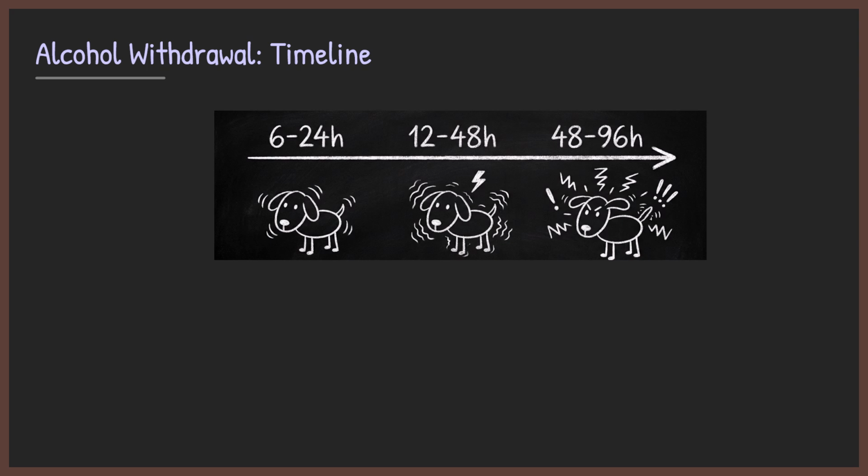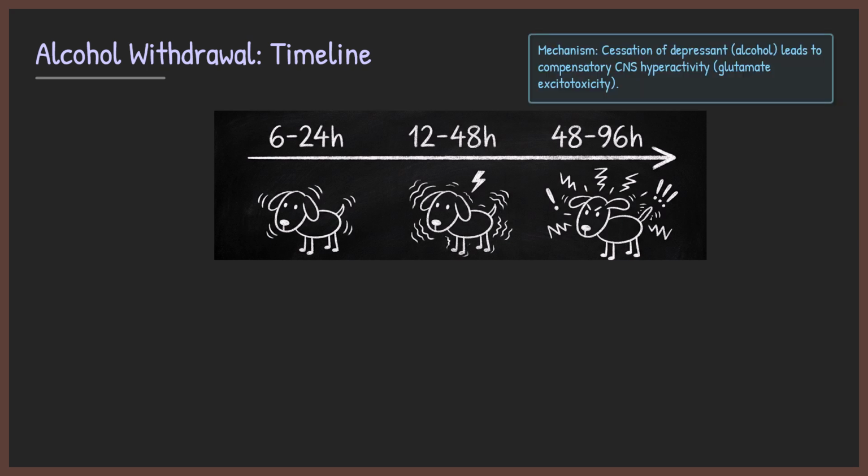So alcohol withdrawal is incredibly high yield on exams. It will almost always show up on the exam and you need to know it like the back of your hand. So the mechanism is cessation of that depressant. It's going to lead to the CNS hyperactivity to compensate. And that's going to be that glutamate excitotoxicity. Again, the opposite of intoxication is withdrawal. So because alcohol is a downer, you're going to see more upper, more excitatory symptoms of that withdrawal.